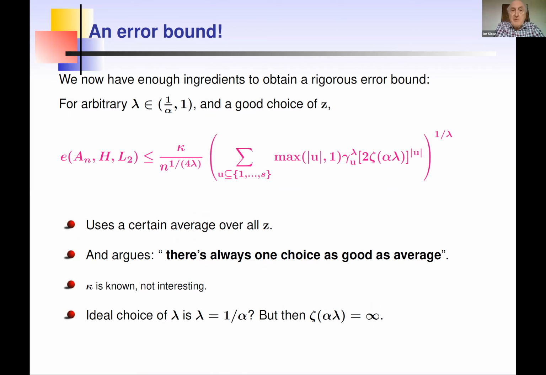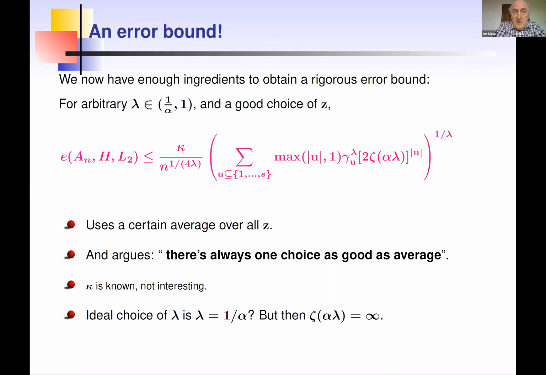But anyhow, now we have enough ingredients to obtain a rigorous error bound, and here it is. For the worst case error, for an arbitrary lambda between 1 and alpha and 1, the worst case error is bounded by some unimportant number kappa on n to the 1 on 4 lambda times this expression in parentheses. I know it looks a bit complicated. Because we're in a reproducing kernel Hilbert space, the worst case error is actually available analytically.